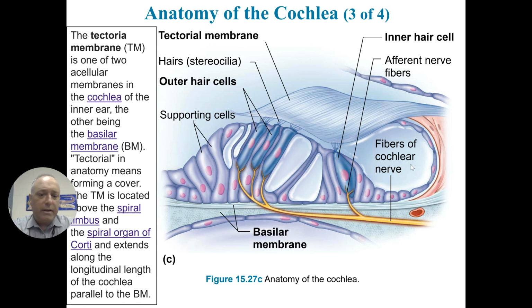There's endolymph and perilymph that flows through this cochlea, which then will displace the hair cells, leading to action potentials.